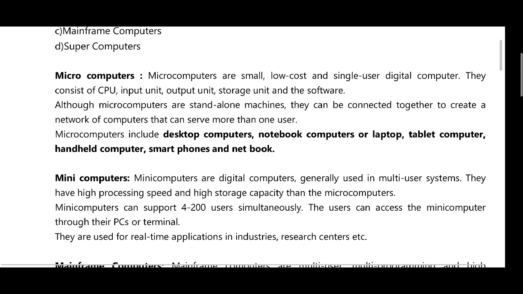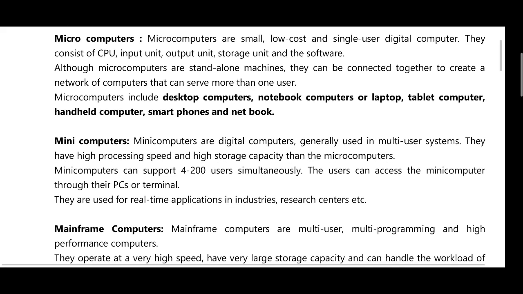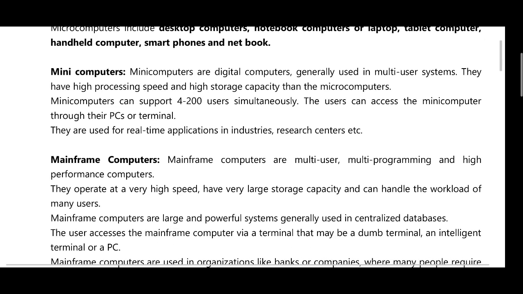A minicomputer can support 4 to 200 users working at a time. They access the minicomputer through their PCs.